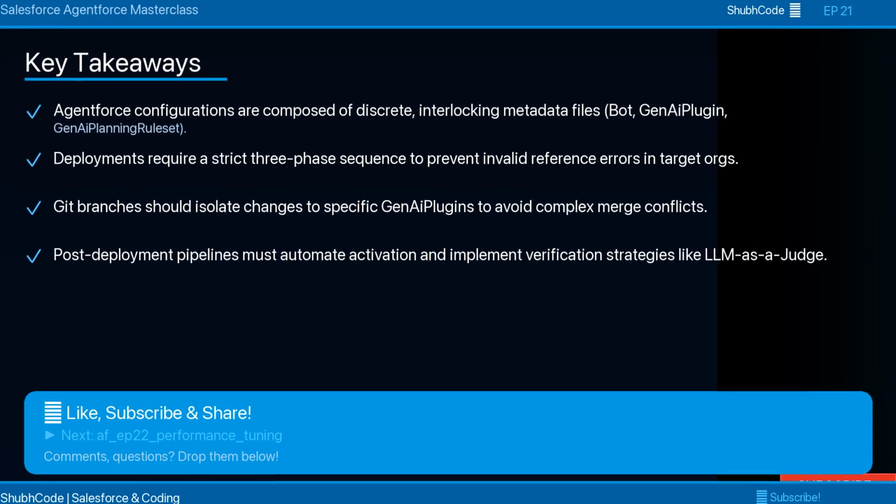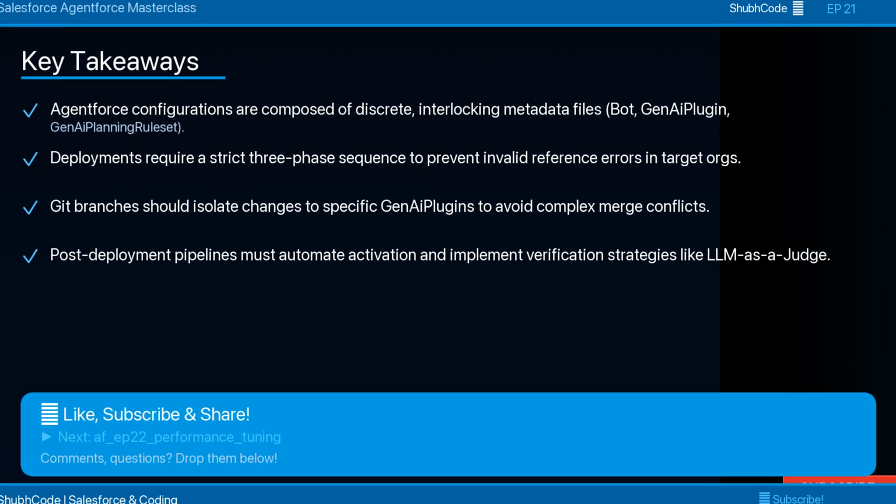Alright, let's wrap up. Here are the key things to remember. Agentforce configurations are composed of discrete, interlocking metadata files: bot, GenAiPlugin, GenAiPlanningRuleset. Deployments require a strict three-phase sequence to prevent invalid reference errors in target orgs. Git branches should isolate changes to specific GenAiPlugins to avoid complex merge conflicts. Post-deployment pipelines must automate activation and implement verification strategies like LLM as a judge.